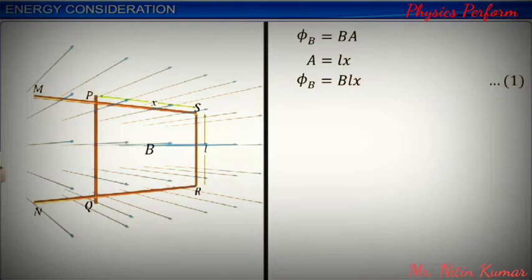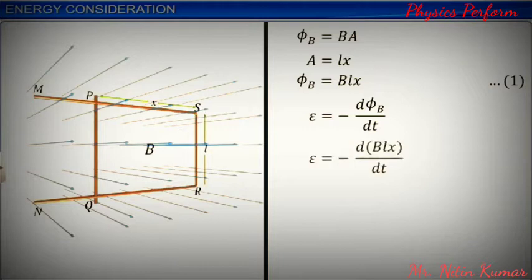From Faraday's law, we get the induced EMF E is equal to minus d phi B by dt. The negative symbol is in accordance with Lenz's law. On substituting phi B from equation 1 and simplifying, we arrive at the equation E is equal to minus d(BLx) by dt. The strength of the magnetic field B and the length of the arm SR of the loop L are constant. Hence, the equation transforms to E is equal to minus BL dx by dt.